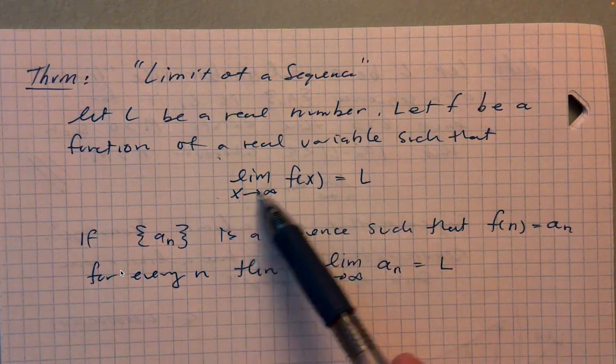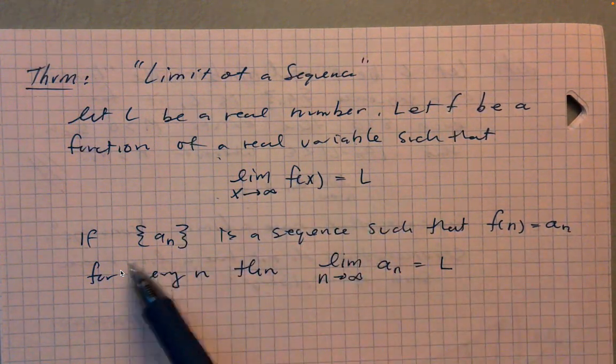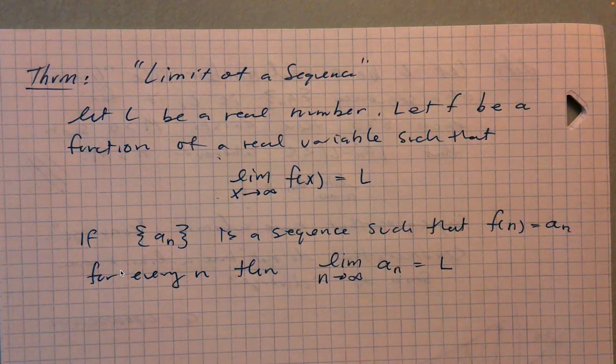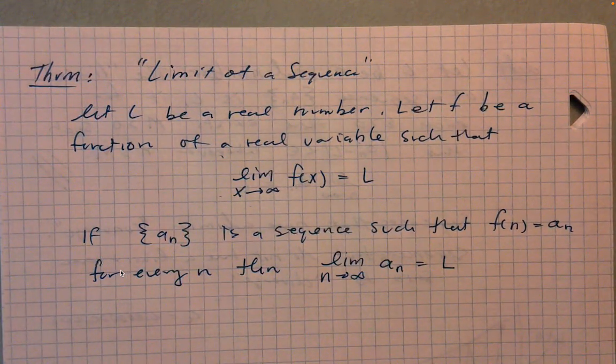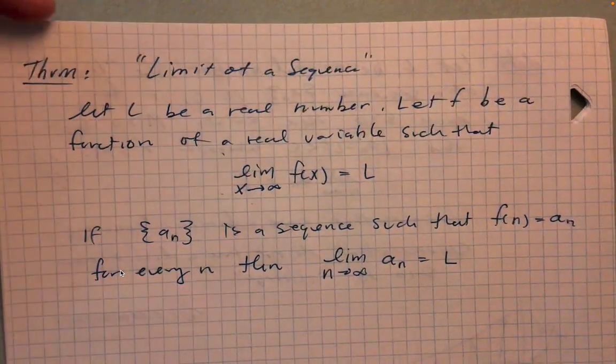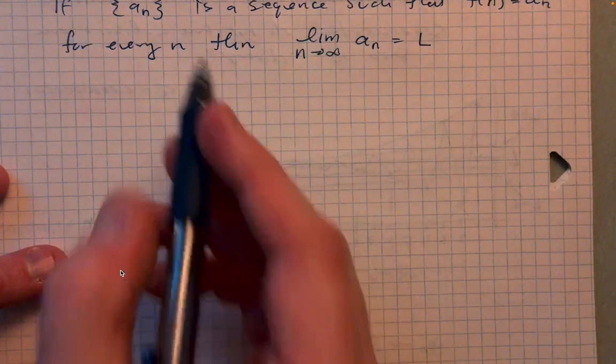And what this theorem is basically saying is that if f of n is equal to a of n for all of the natural numbers n, then the limit of the sequence is equal to L as well. Basically, if a sequence agrees with a function at every natural number, and the function has some limit, then the sequence has the same limit. That's all this is. It's rather obvious, but let's just say it the obvious way.